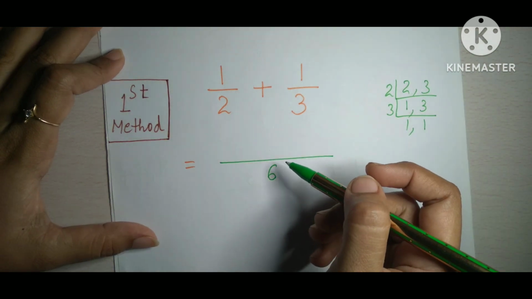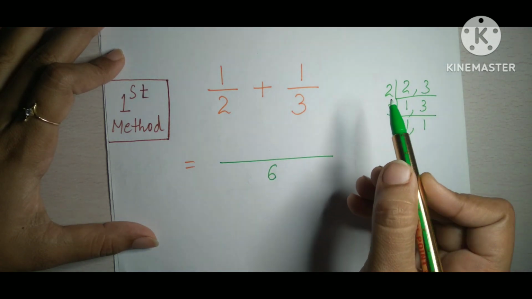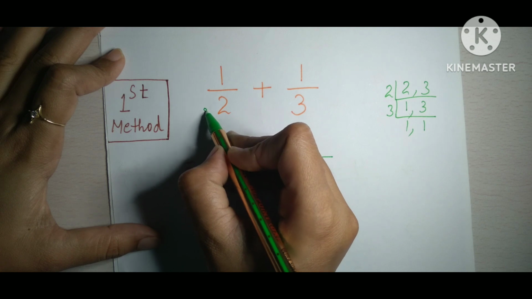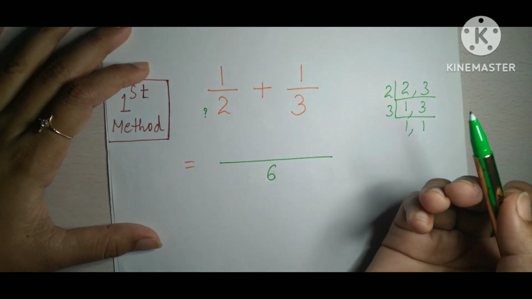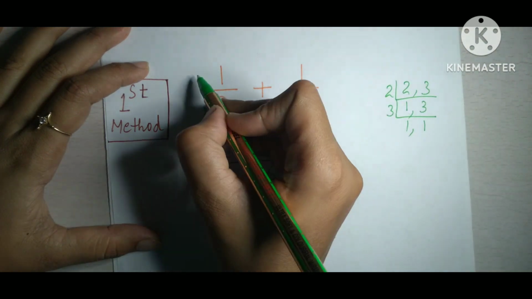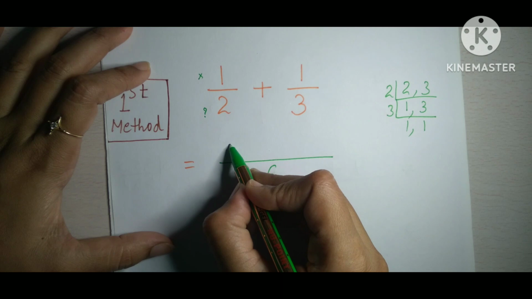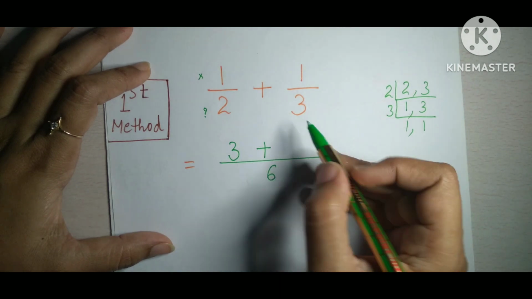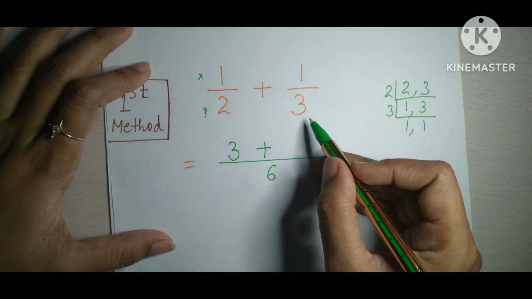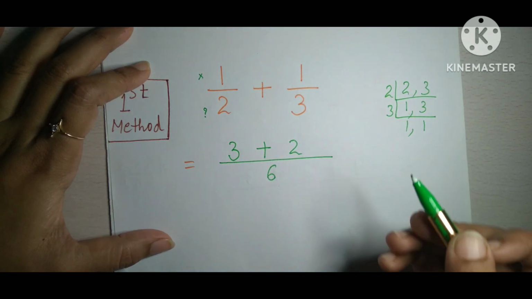How much is 6 divided by 2? Right, so 2 3s are 6. We'll ask this question here. How much is 6 divided by 2? We got the answer 3. So we'll multiply that 3 into the numerator with the numerator. 3 ones are 3 plus. How much is 6 divided by 3? 2. So 2 ones are 2.